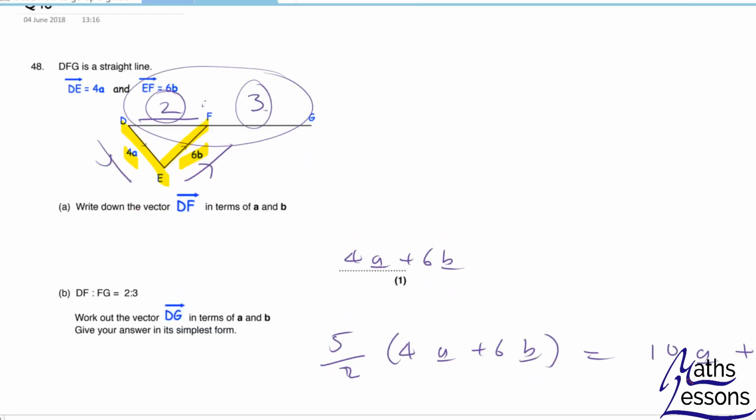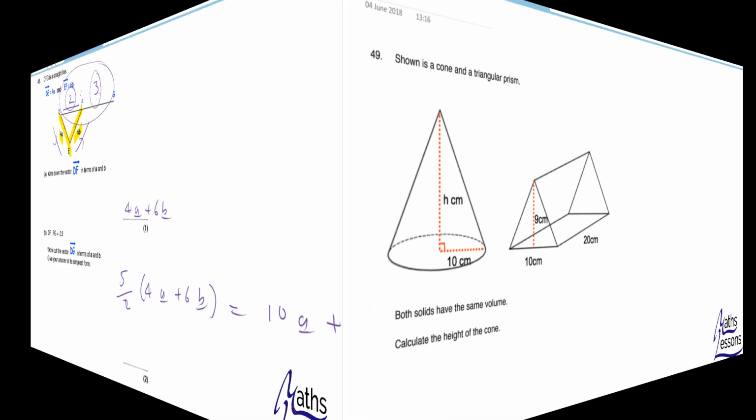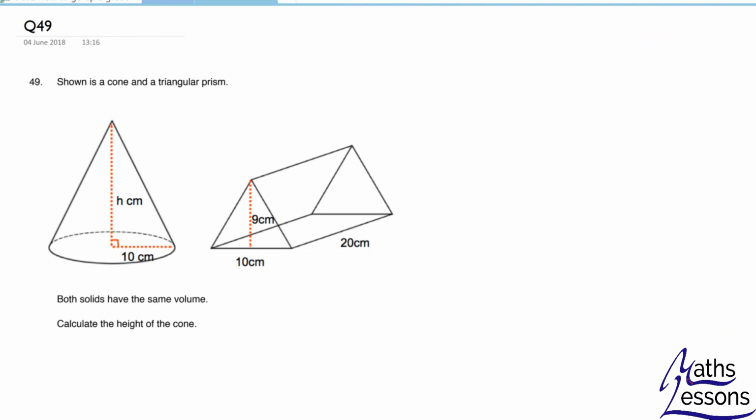Checking there's not a part C. No, there's not. Right, shown is a cone and a triangular prism. Both solids have the same volume. Calculate the height of the cone.